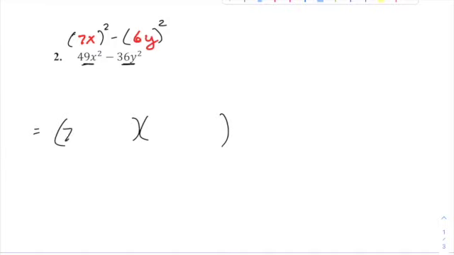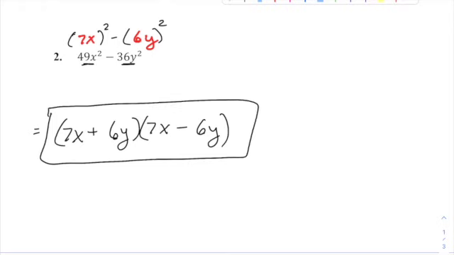So that's what I'm going to do. I'm going to put 7x, 7x, and what squares to give you 36y squared? 6y. So 6y and 6y, one plus, one minus, and there you go.